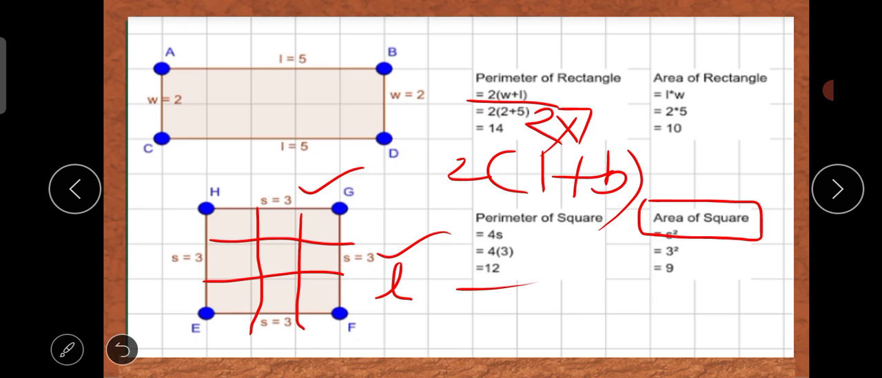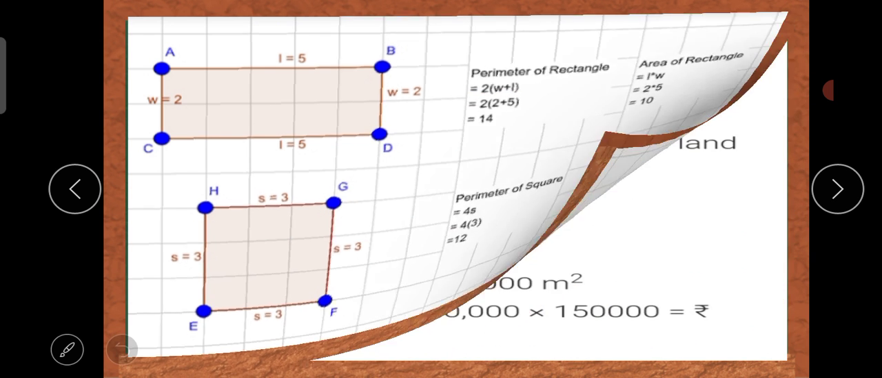So these 4 formulas we are using to solve our exercise 11.1. Everyone learn these formulas: perimeter of rectangle and square, area of rectangle and square. So let's start to solve our exercise 11.1.